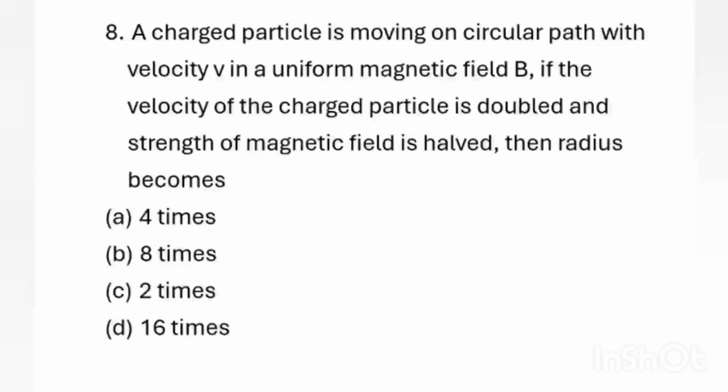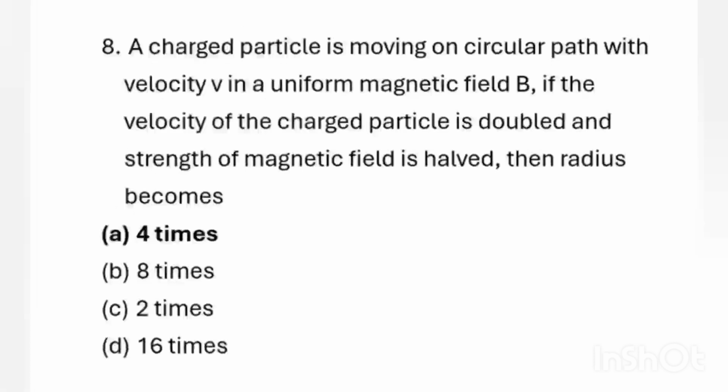Question number 8. A charged particle is moving on circular path with velocity v in a uniform magnetic field B. If the velocity of the charged particle is doubled and strength of magnetic field is halved, then radius becomes option A 4 times, option B 8 times, option C 2 times, option D 16 times. Here the answer is option A 4 times.